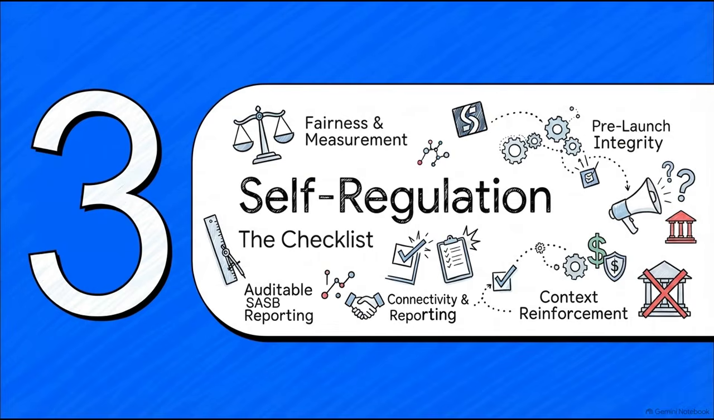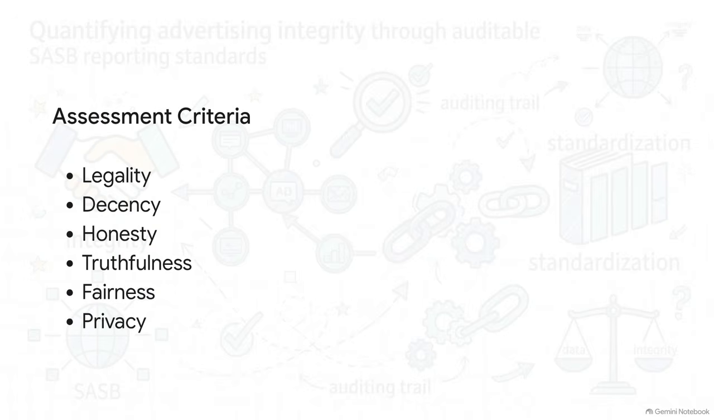Section 3. The self-regulatory checklist. But how do we measure fairness before a campaign even launches and ends up in court? Agencies don't just guess what's acceptable. They use strict self-regulatory assessment procedures. According to the SASB standard, there are 7 key criteria an advertisement might be assessed against.